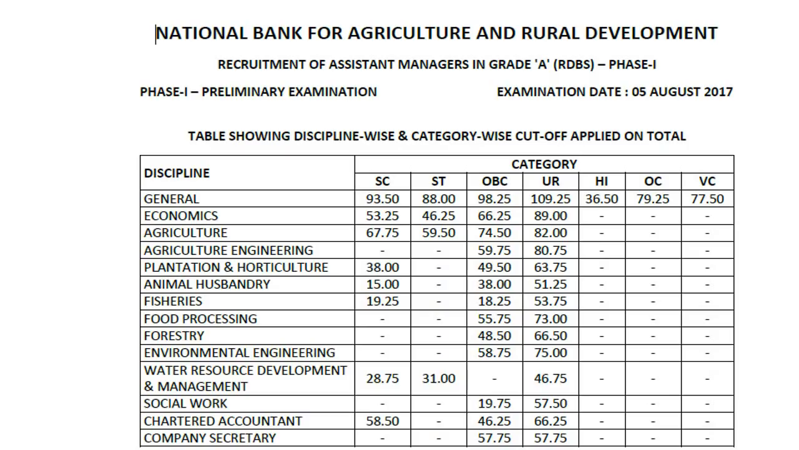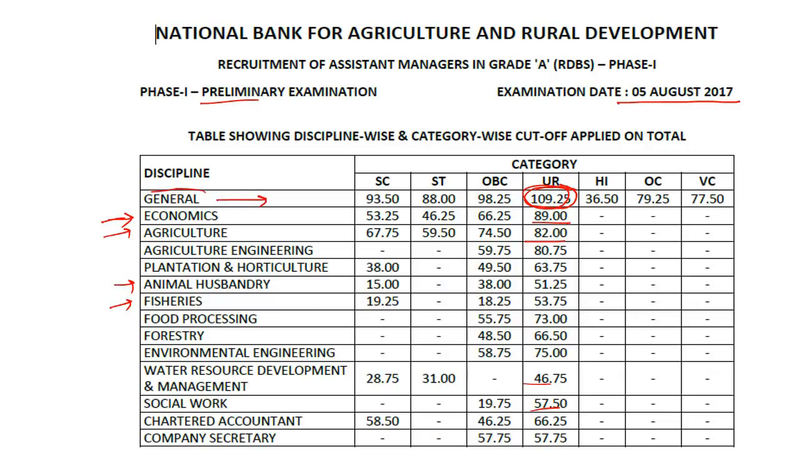First for the phase 1 exam, the cutoff for the general section, the overall cutoff was 109.25. The important thing for you to notice here is that most of the people who have graduated or postgraduated in economics, agriculture, animal husbandry, fisheries, so specialized qualification, opt for specialized positions, maybe in agriculture, economics, environment, social work, etc., because the cutoff in the respective discipline is lesser than in the case of the general.